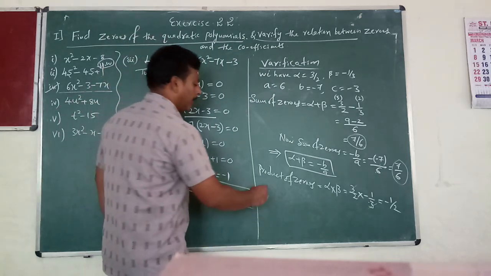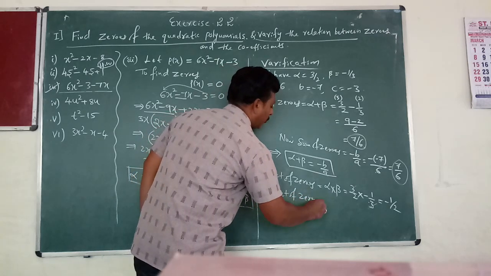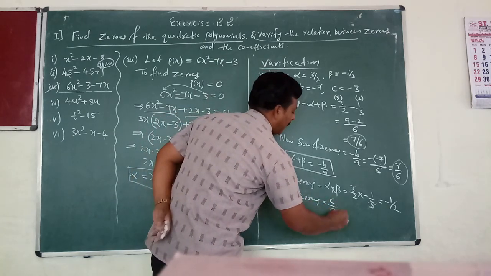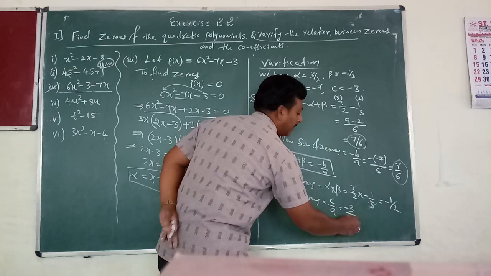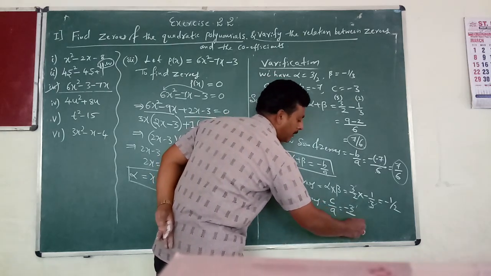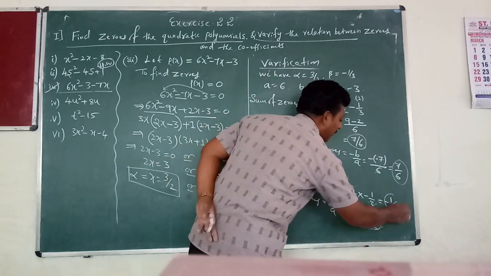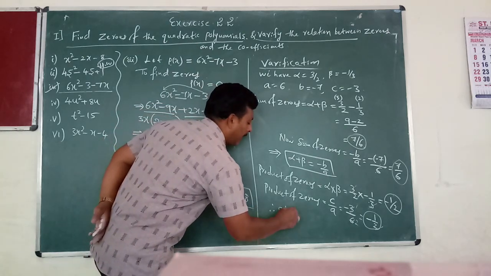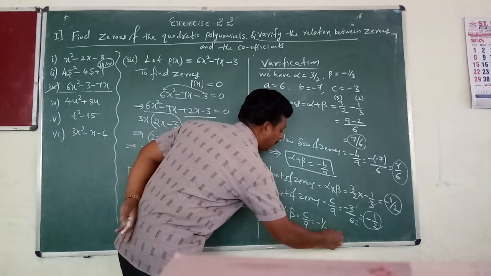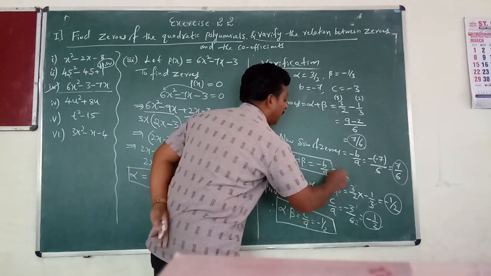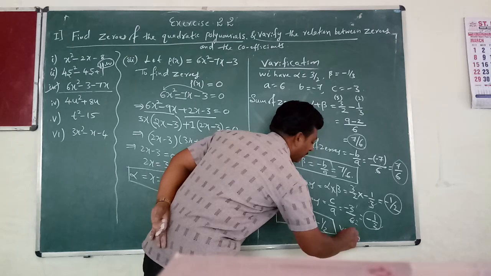Now according to the formula, product of zeros, again according to the coefficient formula, is C by A. What is C? Minus 3. What is A? 6. Can we cancel it? 3 ones are 3, 3 twos are 6. So again you will get minus 1 by 2. Observe, minus half. Therefore alpha into beta is equal to C by A is equal to minus 1 by 2. This is product. Let me write sum as 7 upon 6. Verified.